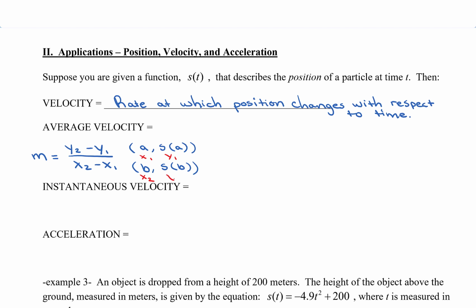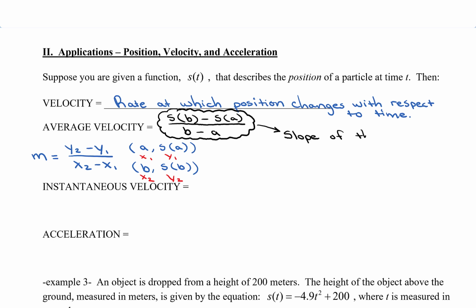In the first ordered pair, a is going to represent x sub 1, and s of a is going to represent y sub 1. In my second ordered pair, b is going to represent x sub 2, and s of b is going to represent y sub 2. We're going to now substitute into the formula for slope. So average velocity is going to be equal to s of b minus s of a all over b minus a. I'm going to draw a cloud around this, with an arrow pointing towards the right, and write down that this represents the slope of the secant line.